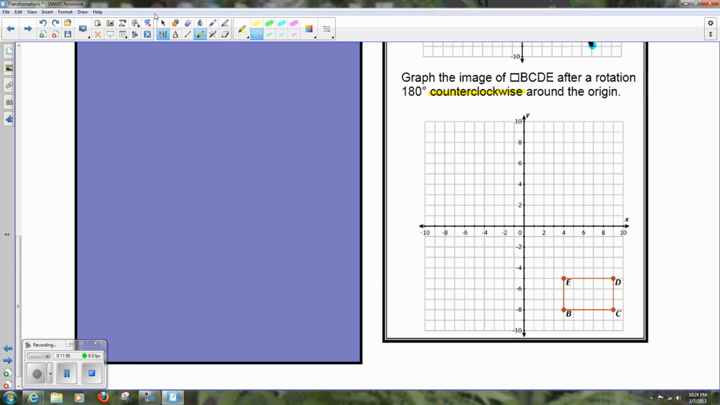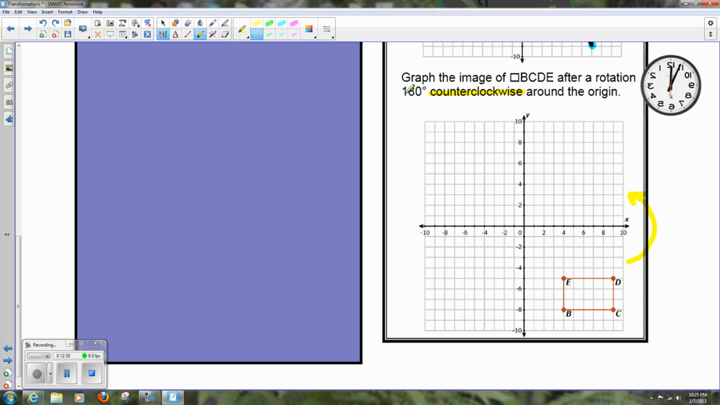What does counterclockwise mean? Well, counterclockwise means we're going against the direction of the clock. So like my backwards clock we have here, we're going to be going back in time. So we're going to move in this direction. So we're going to be going counterclockwise.